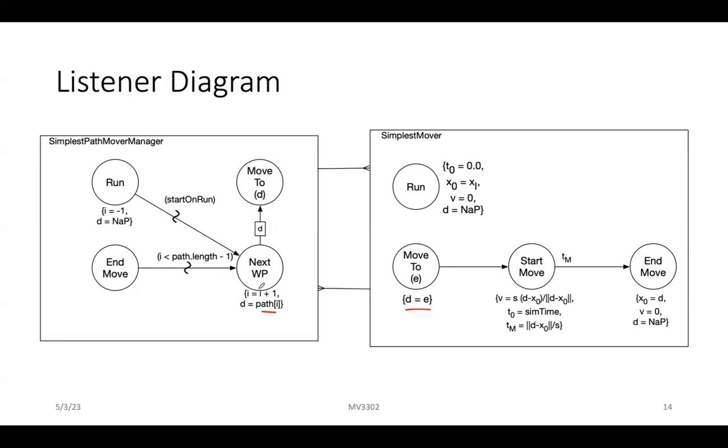And so now, for the second waypoint, the index is going to be 1. I pick off the destination associated with that. I schedule a move to, and the move to gets heard here. It keeps going until the end move was at the last waypoint. This becomes false. Next waypoint does not get scheduled. End of story.